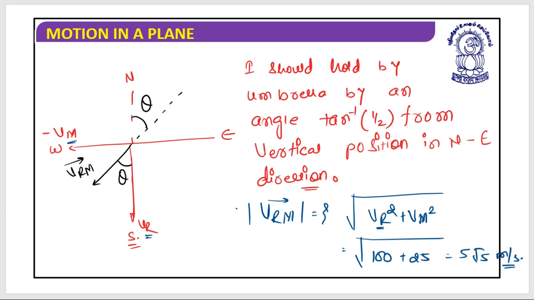Yes. So if you put on the umbrella something like this, you will be saved because you are moving in this direction. Yes, great. So shall we move to the next question? It's the third question.